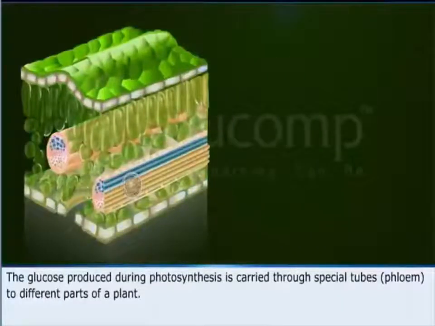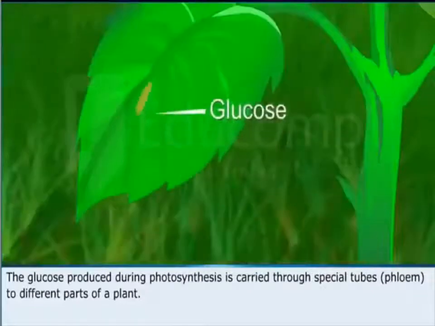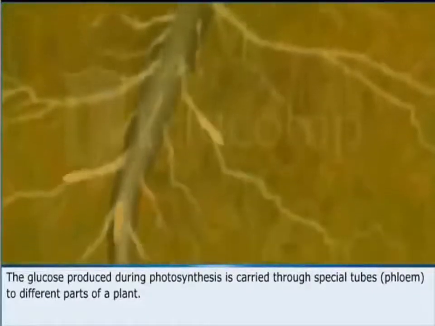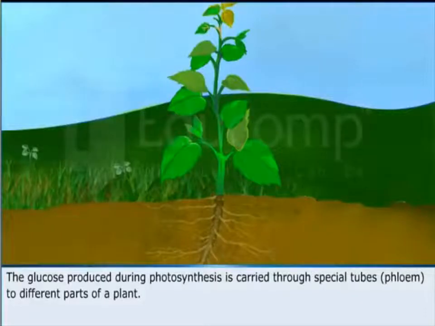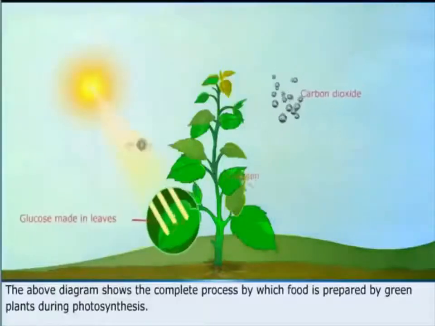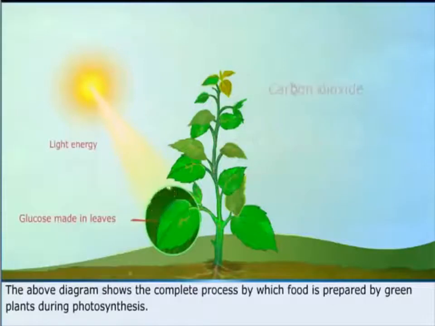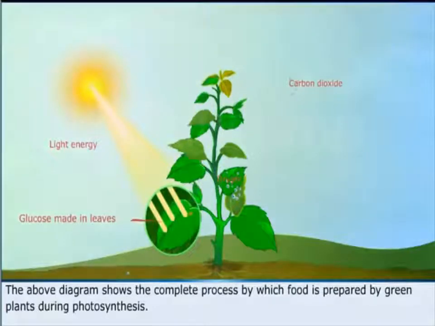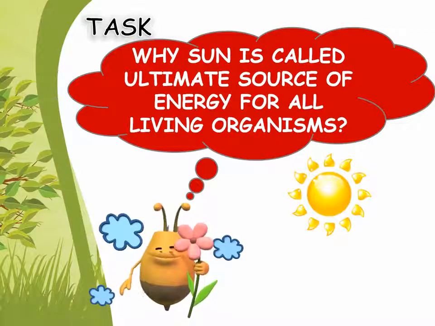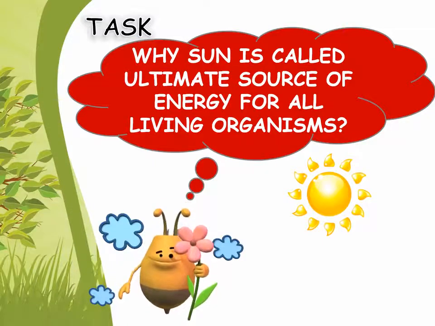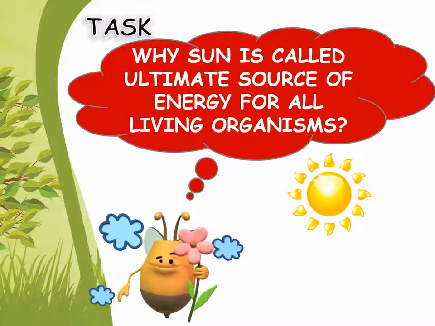The glucose produced during photosynthesis is carried through special tubes to different parts of a plant. The above diagram shows the complete process by which food is prepared by green plants during photosynthesis. Now you have to find out why the sun is called the ultimate source of energy for all living organisms.